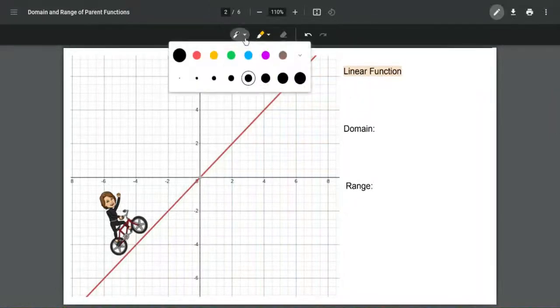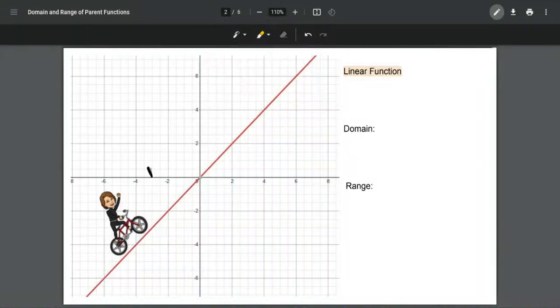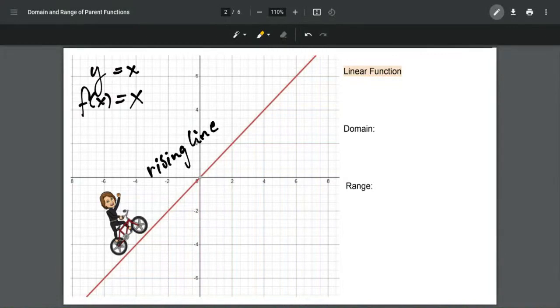In this case, it is a rising function. Okay, it's a rising line, which means the slope is going to be positive. What's the equation of this line? In function notation, y equals x, f of x equals x.